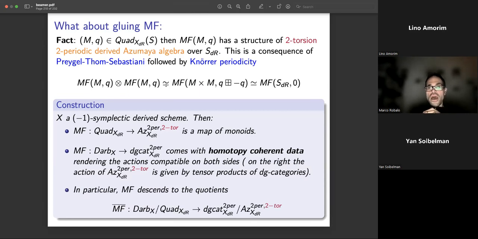So you act with Azumaya algebras, which are just invertible DG categories. Every time you have an invertible DG category, you can tensor any DG category by it. So you can act; this acts here. So the claim is that all this descends to the quotient.